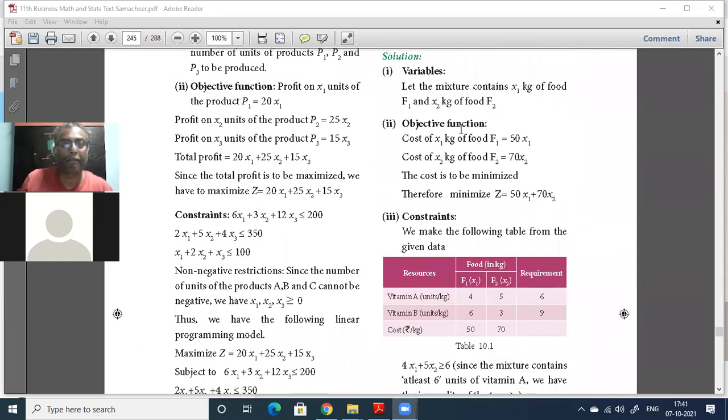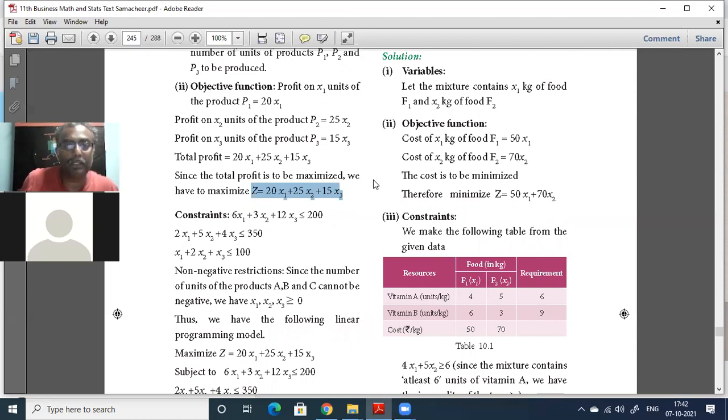So profit on X2 units is 25X2. Profit on X3 units is 15X3. Total profit is equal to 20X1 plus 25X2 plus 15X3. So since the total profit is to be maximized, we have to maximize Z equals 20X1 plus 25X2 plus 15X3. That is the objective function to be maximized. X1, X2, X3 are the decision variables. Now let us look at the constraints.